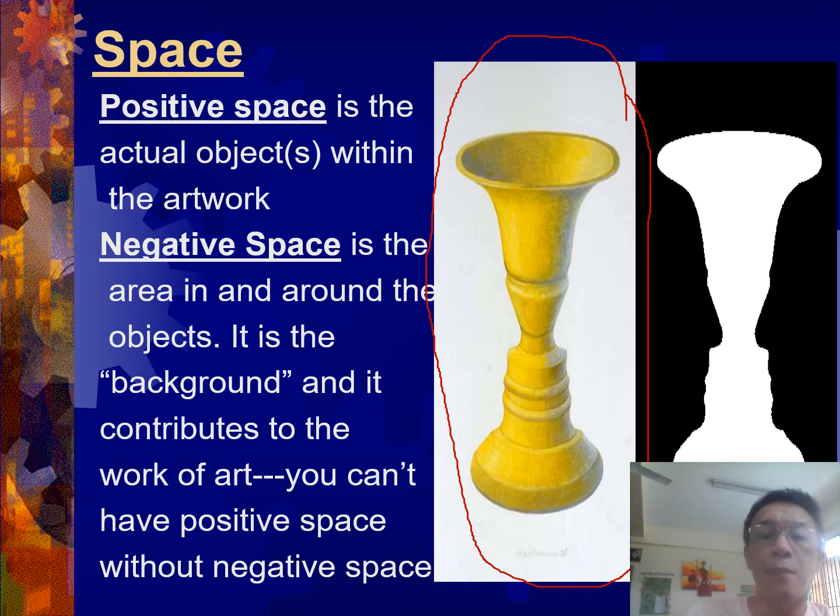So this is the example. It is inverted, no? It is inverted now. The background becomes the basis of the object. So this is what we call the positive space and the negative space.